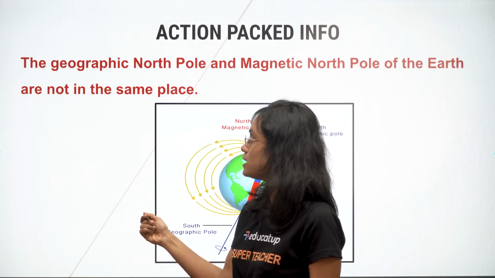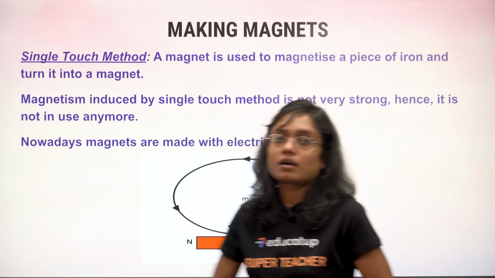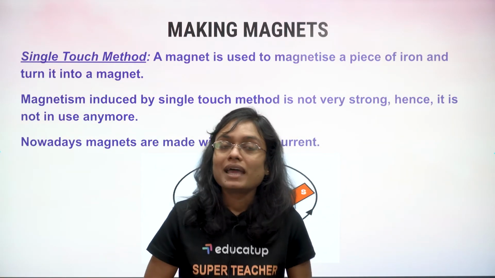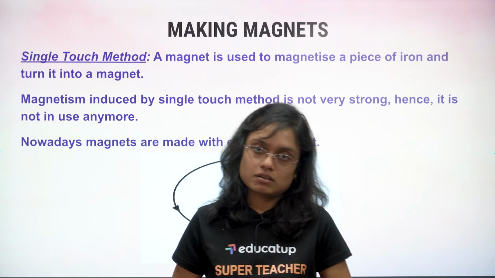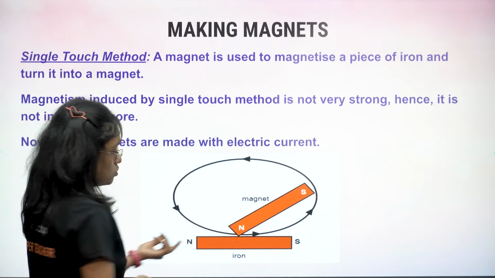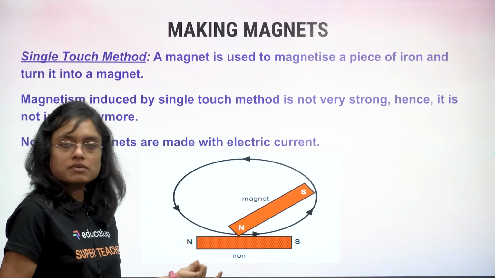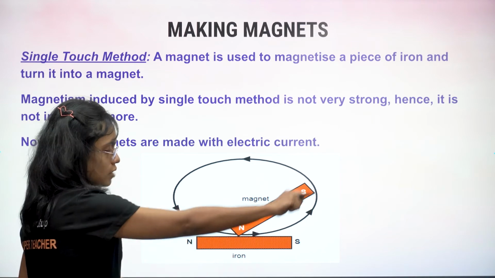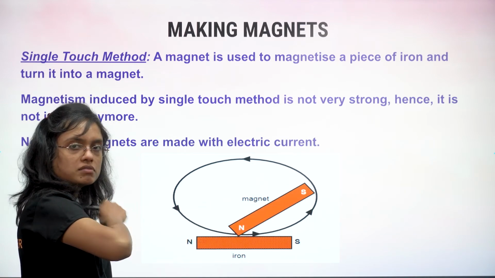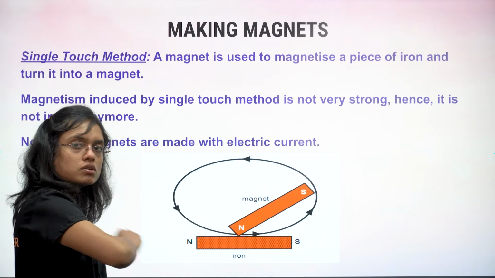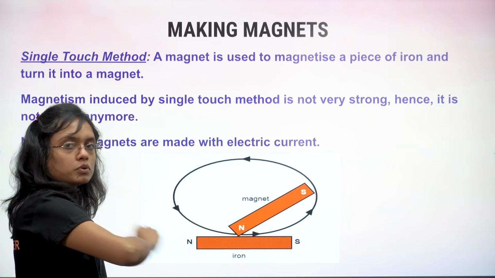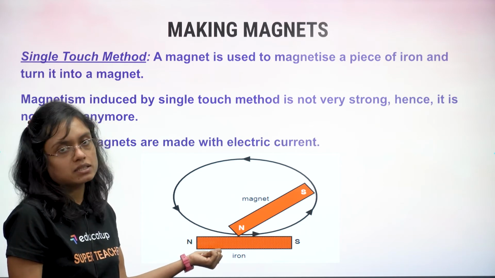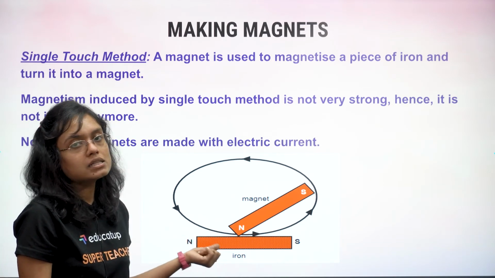Alright, let's see ahead. Making magnets. How you can make magnets at home. Even you can make magnets at home. That is a method called single touch method. In single touch method, what you have to do, as it is shown in the picture, take an iron piece and take a magnet, a small bar magnet. Start rubbing the magnet on the iron surface from poles to the middle, from pole to pole. Start rubbing it. In some time, this iron will also acquire magnetism. This method is called single touch method.